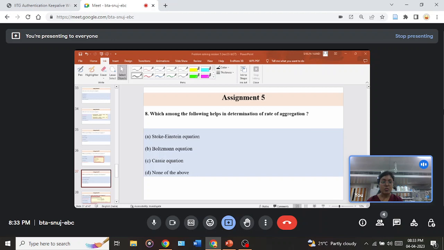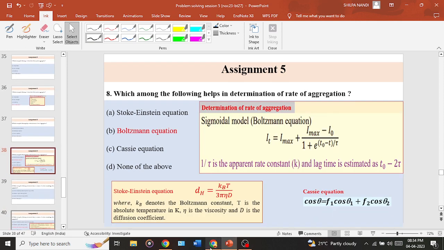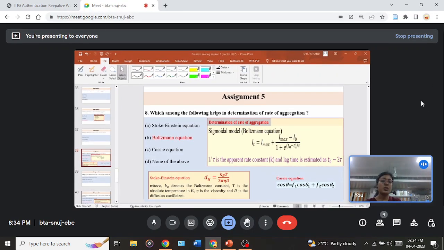Okay, we will now see what the correct answer to this question is. I tried to make you understand why we cannot have option A and option C as the correct ones. But again, we will discuss it with that equation so that it will be easier for you to understand. So the correct answer to this question is option B, which is the Boltzmann equation, right?